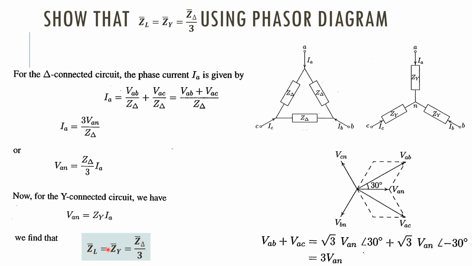The equivalent line impedance of a delta connected load will be one phase, any phase or any arm of the delta connected load, divided by 3, Z delta over 3. So we will move forward with this knowledge.